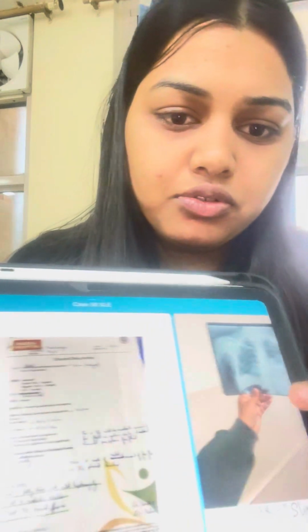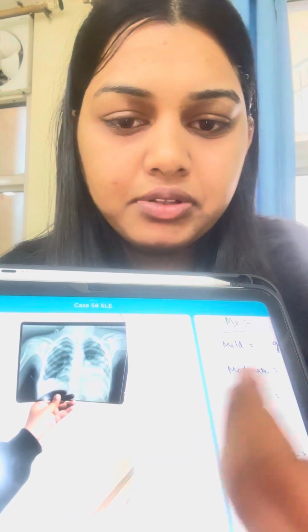How do we see lupus pneumonitis? Ground glass opacities are seen on chest x-ray, so that was not there. Shrinking lung syndrome was present. How do we see it? There is an elevated hemidiaphragm which is present. If I am able to show you through this photo, can you see the elevated diaphragm on this side? So this is shrinking lung syndrome.